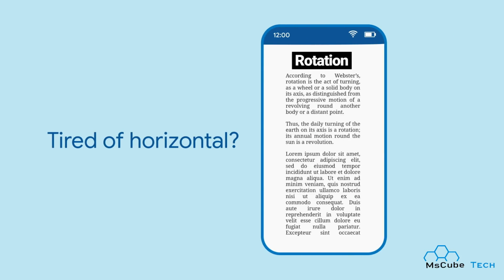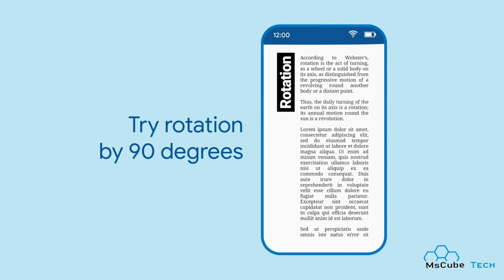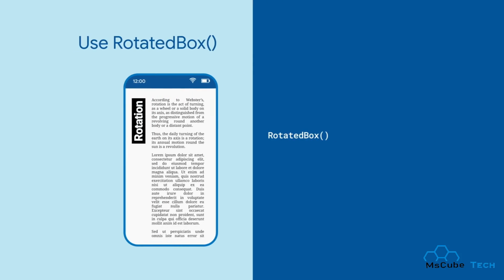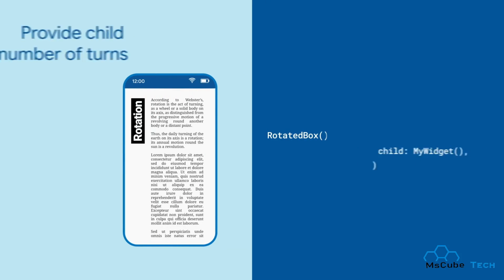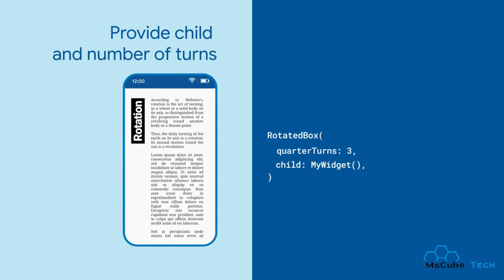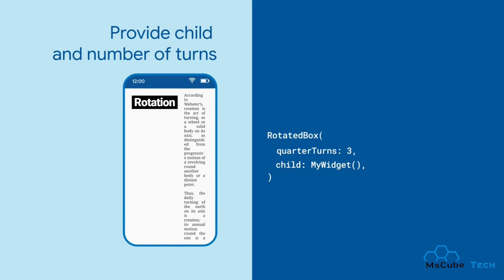Some designs call for rotating a piece of the UI. Here we're making the app a bit more interesting by rotating the headline by 90 degrees. To do that, just use RotatedBox. Provide the child and the number of quarter turns you want the child to rotate. One quarter turn is 90 degrees.